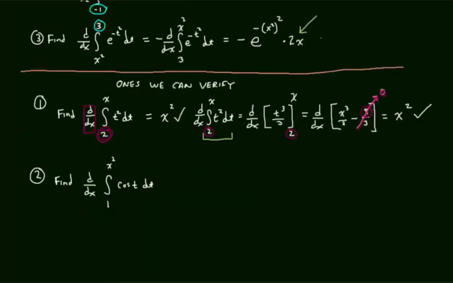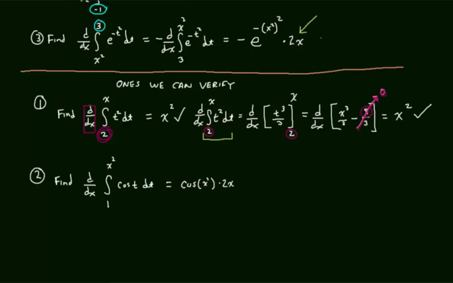Let's take a look at the second example. The derivative with respect to x of the integral from 1 to x squared cosine t dt. The first thing I'm going to do, and you should do also, is just do it. So I replace the t with x squared, and then with the chain rule I need times 2x.